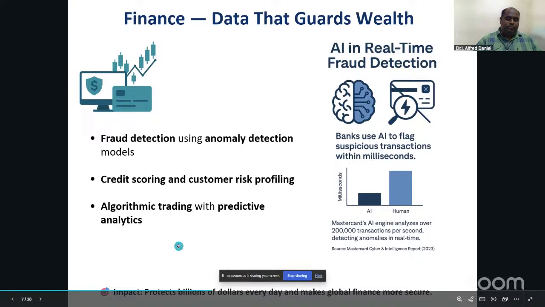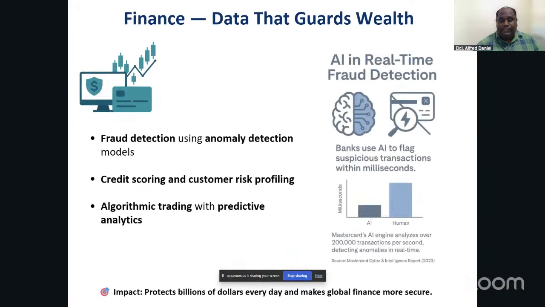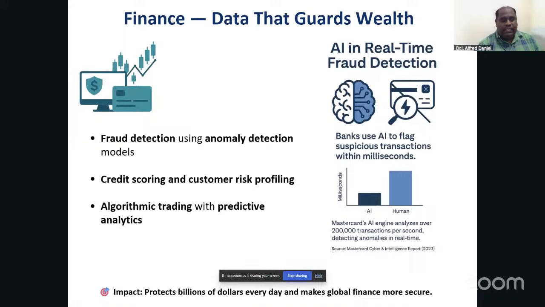Right. So what is the impact? The impact is to protect millions of dollars every day and make global finance more secure. That is the ultimate objective, where data guards our wealth.